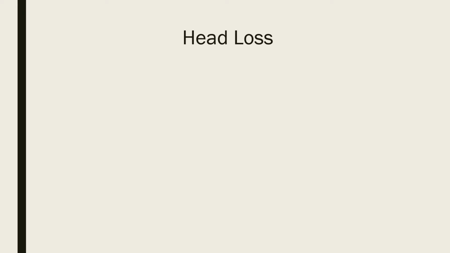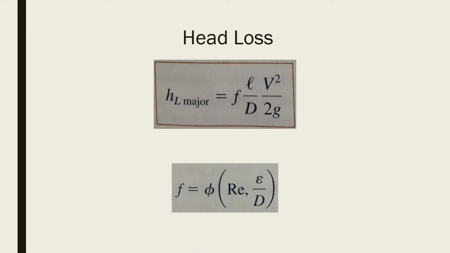First, we'll talk about major head loss. Major head loss is calculated by using the formula on the screen, which is the friction factor times the length of the pipe over the diameter, and then multiplied by the velocity squared over 2 times the gravitational constant. Now you might be wondering what f, the friction factor, is. Well, the friction factor is a relationship between the Reynolds number and the relative roughness, which can be calculated using the Moody chart.